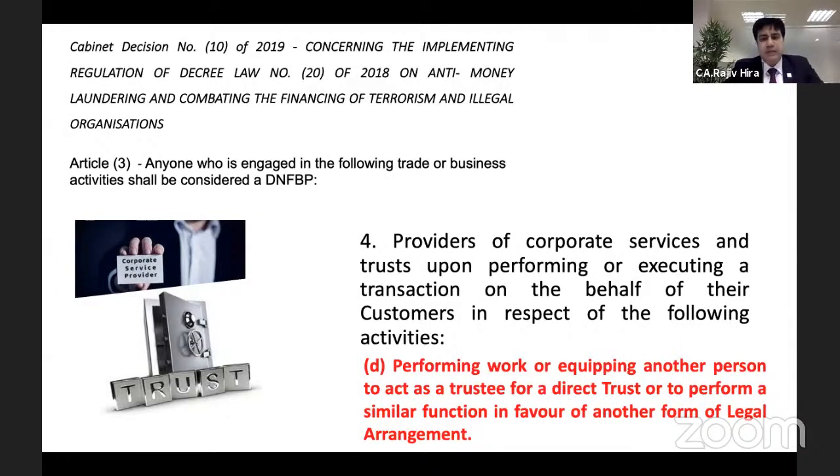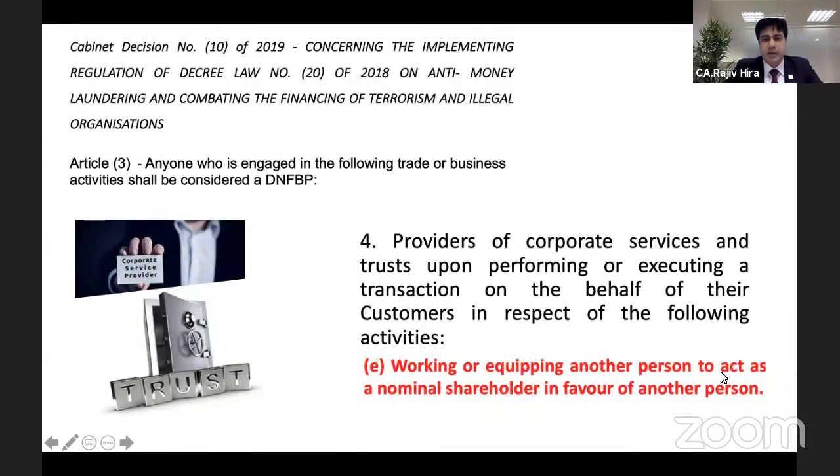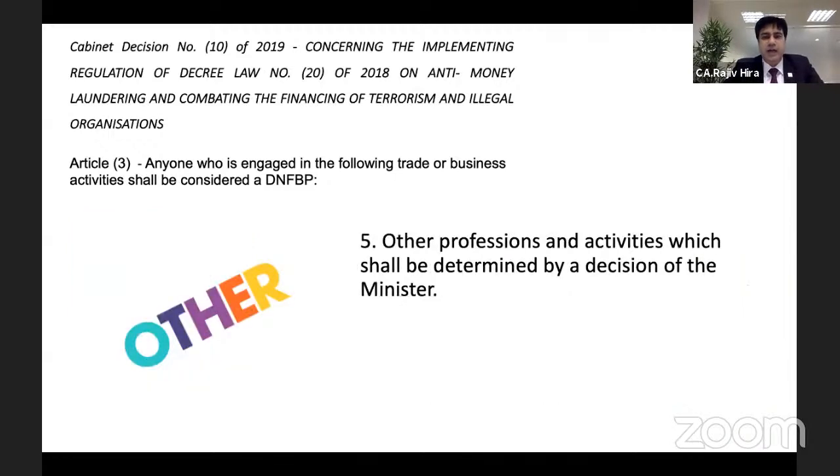Now comes up next from a CSP and trust perspective, they added that performing work or equipping another person to act as a trustee. So either you are working as a trustee or you are supporting that, saying, I'll arrange a trustee for you, don't worry. That also becomes part of the definition from a CSP or a trust perspective. So these are all nominee shares, trustees. That means we are giving arms and legs for people to act as a front end for the organization. If any of these things are done, it becomes part of that activity.